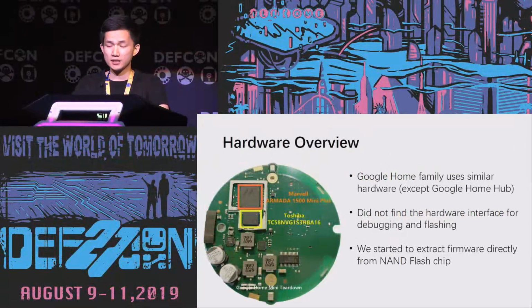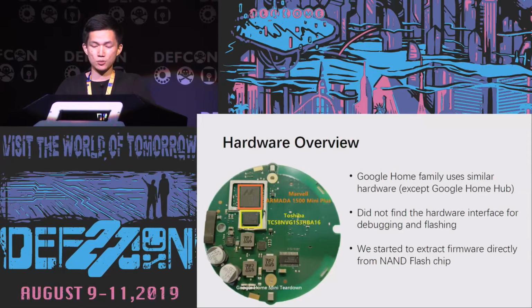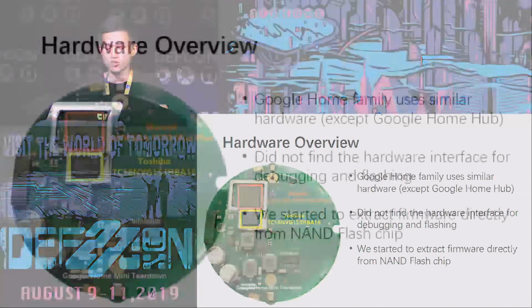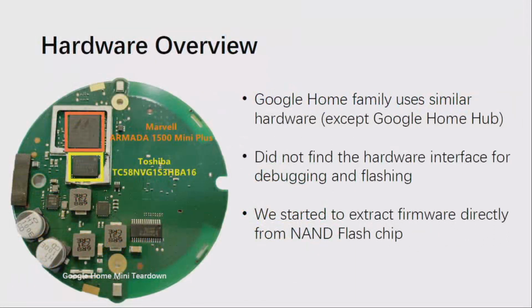The first part is about hardware analysis. We found that the Google Home Mini used Marvell's CPU and Toshiba's flash chip, but we did not find any debugging or flashing interface. So we could only choose to extract the firmware directly from the flash chip.